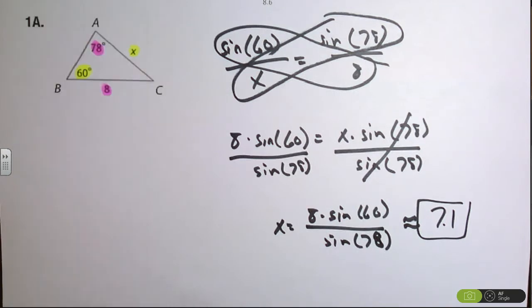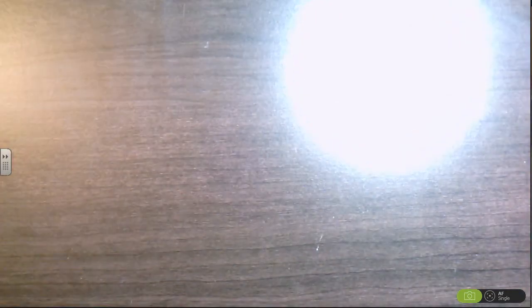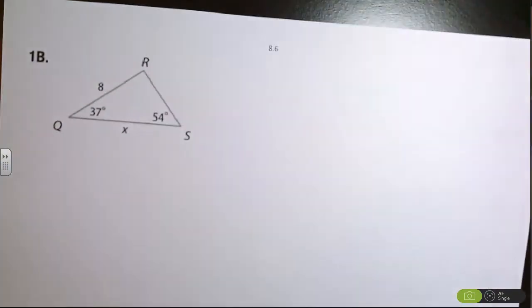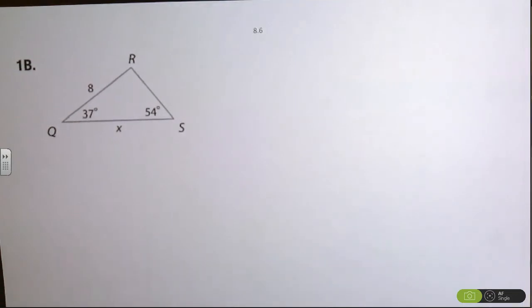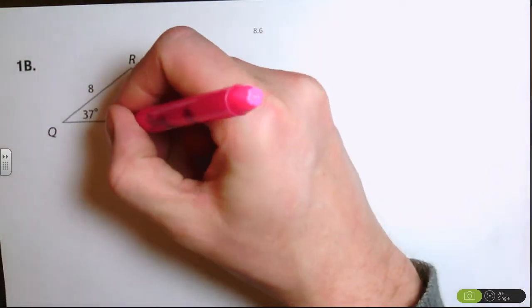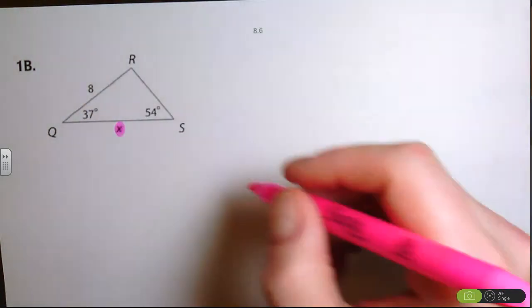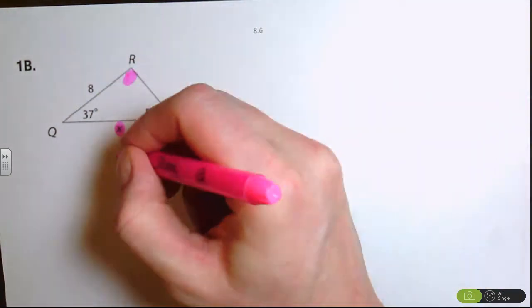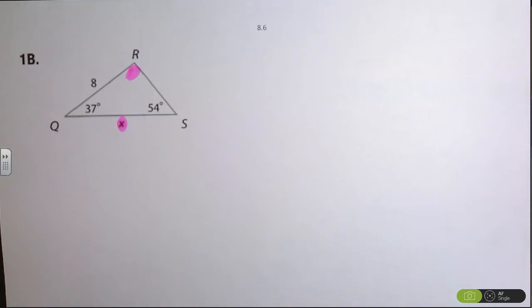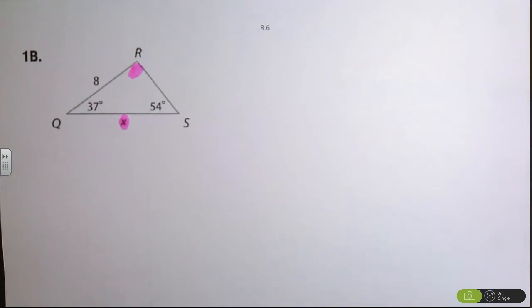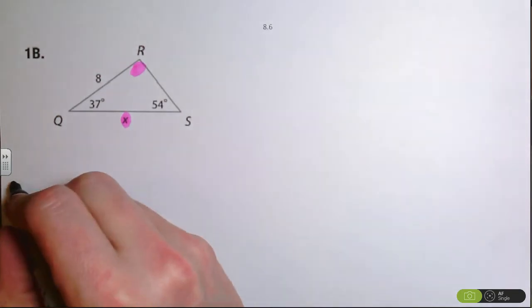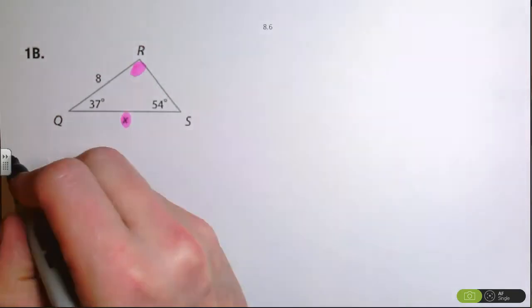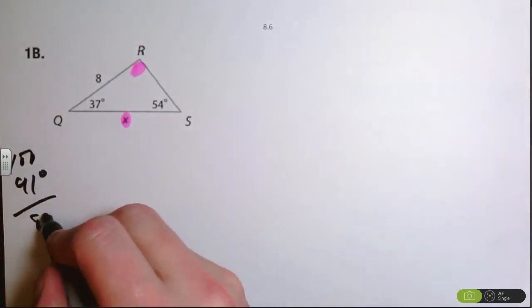Another law of sines problem. Again, I'm looking to solve for side x. The problem is I don't know the angle opposite it. That's angle R. But I do know that I have a triangle. So 37 plus 54 gives me 91, and R is going to be 180 minus that. So it ends up being 89.